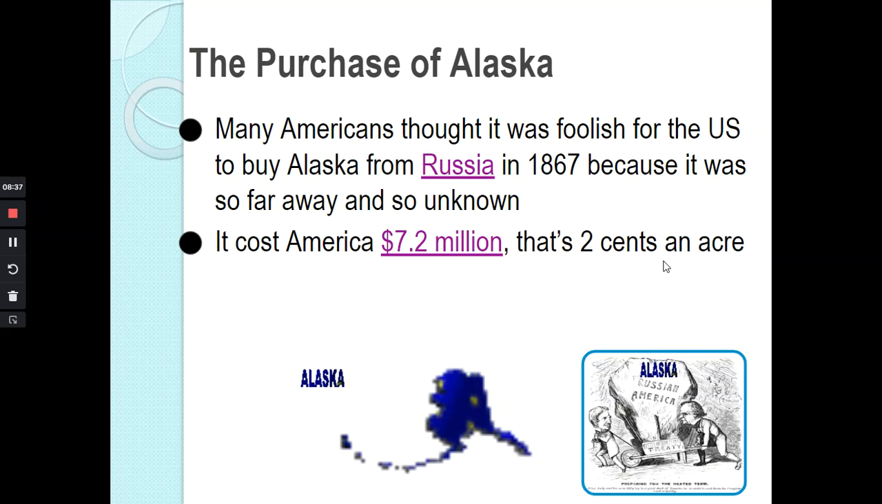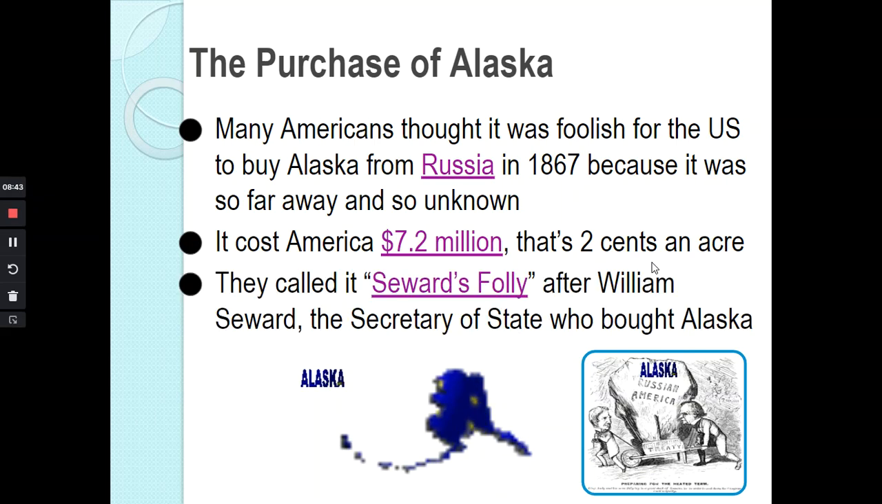We bought it for $7.2 million, that whole state. Basically, that comes out to about 2 cents an acre. The person who did this, and notice, it's 1867. This is right after the Civil War. The person who did this was Secretary of State William Seward.